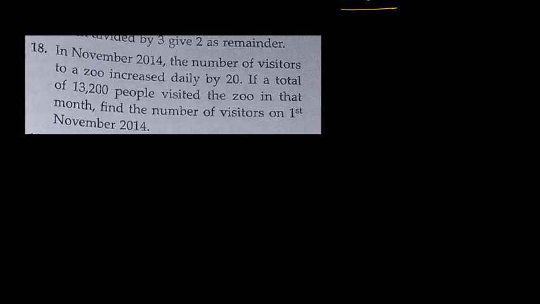So that means a is unknown. A is question mark. In the month of November, we see that there are total 30 days. So n is 30. D, we know that d is 20. Daily 20 people are increasing. And S30 also we know. S30 is 13,200. Okay.